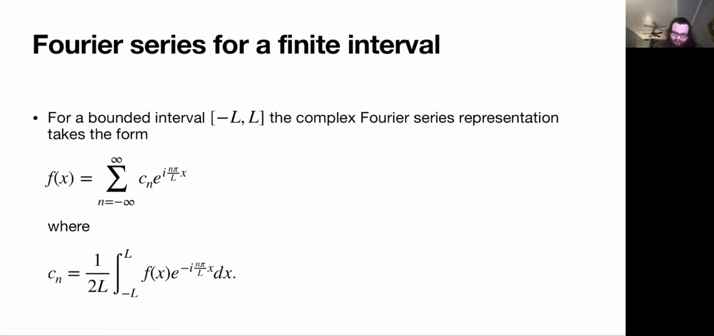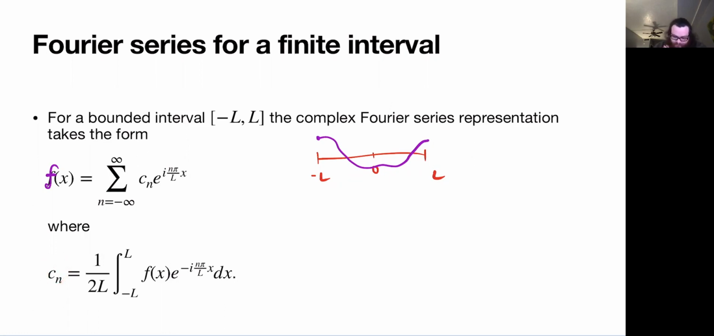So what is the motivation for all of this? Well, if we take a bounded interval, negative L to L, which we can draw like this, so that's 0, minus L to L, and we take any function, say f of x, defined on that interval, we can express this function as an infinite sum of some constants c sub n times these complex exponentials e to the i n pi over L x.